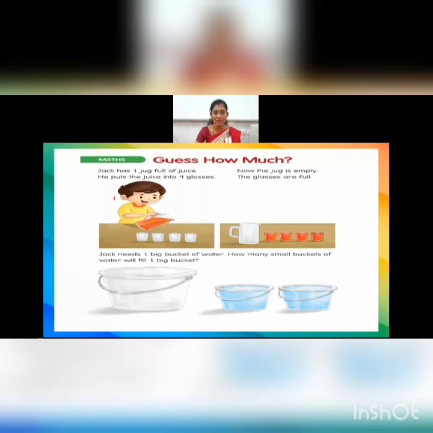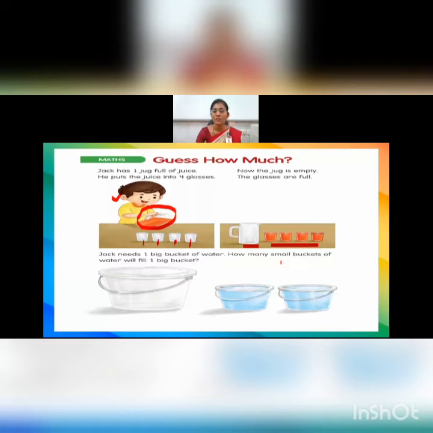Here is a boy named Jack, and he has a jug full of juice. He puts the juice into 4 glasses. How many glasses are here? Shall we count? 1, 2, 3, 4. 4 glasses. Now, the jug is empty and the glasses are full, isn't it? Because he poured all the juice into the 4 glasses.